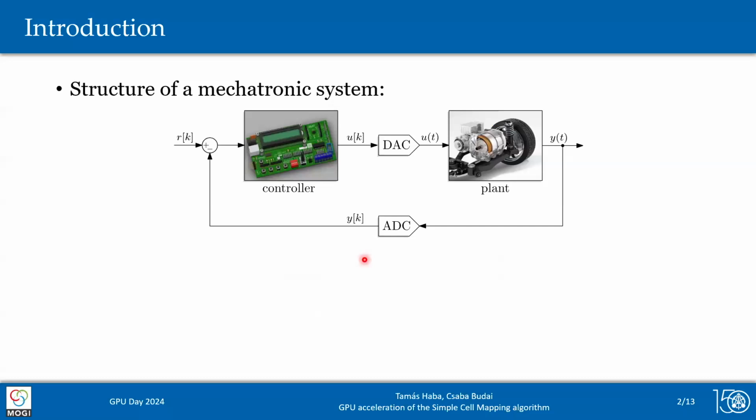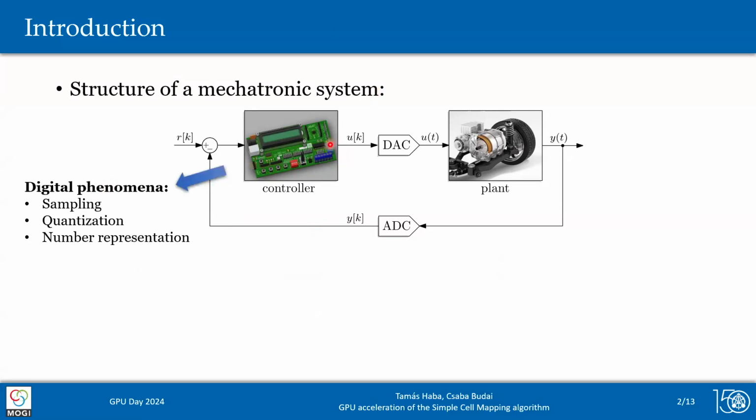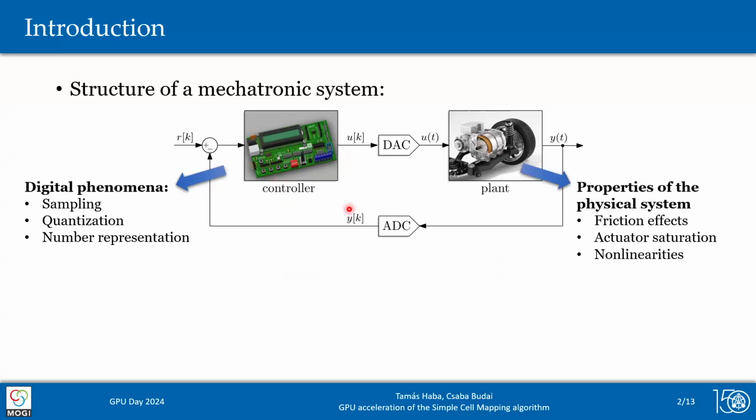Many engineering applications involve mechatronic systems. And when we want to analyze such systems, we might want to consider both the digital effects from controllers and the nonlinear properties from the controlled physical systems. For example, on this picture, you can see an electric drive, which is an electromechanical system. It can have many nonlinear properties, friction phenomena, or actuator saturation, etc. And these combined effects make the dynamical analysis really difficult.